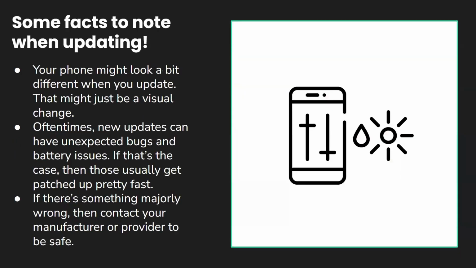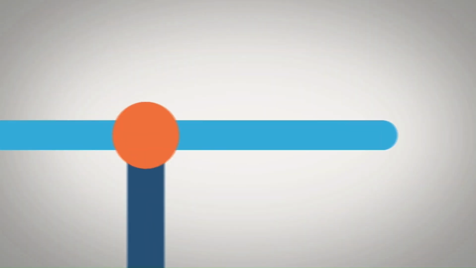And here are some facts you should note while updating. Your phone might look different after you update, and this difference could just be a visual change, and maybe everything under the layer is all the same. Oftentimes, a new update can have unexpected bugs and battery issues. If that's the case, these will get fixed quite soon, within a matter of days or weeks. And if there's something majorly wrong that doesn't get fixed, you should try to contact your manufacturer or your provider to be safe.